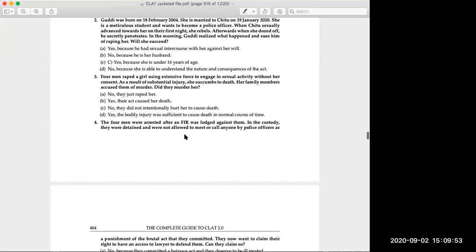4 men raped a girl using extensive force to engage in sexual activity with her without her consent. As a result of substantial injuries, she succumbed to death. Her family members accused them of murder. Did they murder her? Certainly, yes. Yes, their act caused her death. Yes, the bodily injury was sufficient to cause death in the normal course of time. So, after reading the passage, I think D is more correct. So, option D is correct.